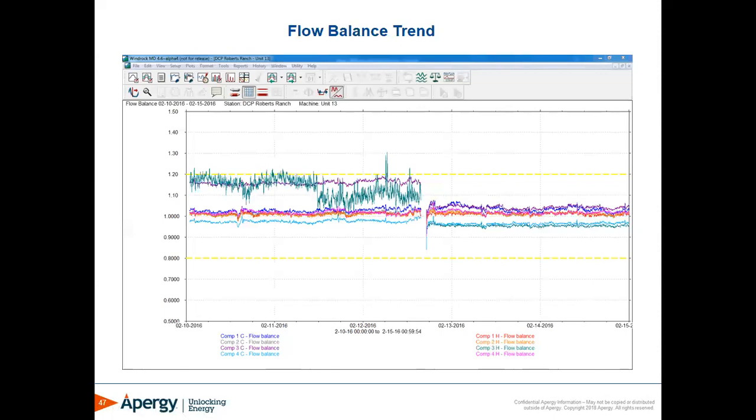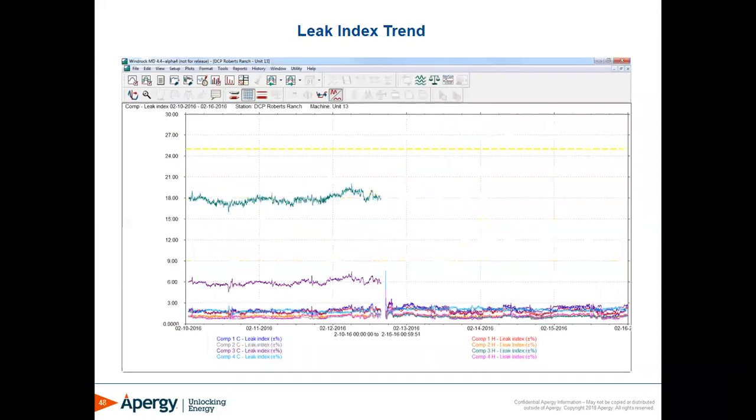The Unit 13 monitoring system was commissioned in February 2016 and showed a suction leak on cylinder 3 head-end from the beginning. The system was installed, we started up, and right off the bat we saw a leak. The valve was replaced in February. Once again, we've got our leak index. From startup, it was trending higher than the rest of the cylinders.